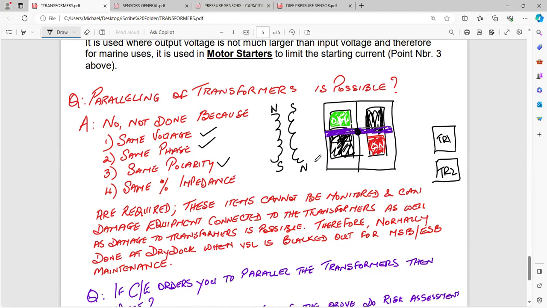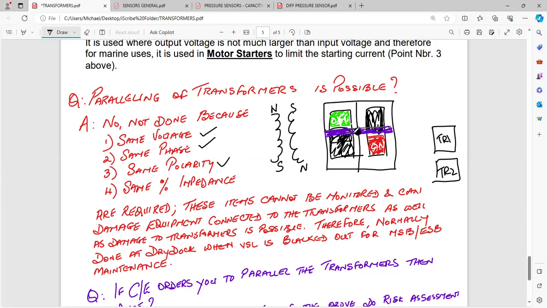And impedance. What is the impedance on your primary side? What is the impedance on the secondary side? Whether they are the same in percentage, we do not know, because we don't have anything to monitor it.